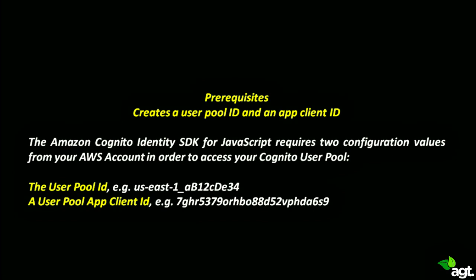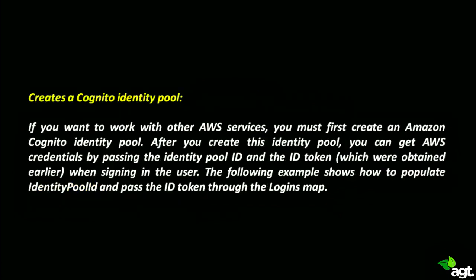That may be the user pool ID. For example, some of the code I have given here, and the user pool application called client ID, like this example. So what about creating a Cognito identity pool? If you want to work with other AWS services, you must first create an Amazon Cognito identity pool.